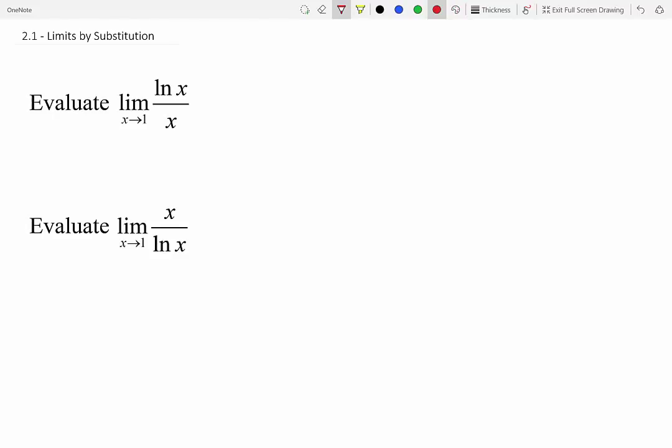In order to evaluate each of these limits, we're going to be using the substitution method. Substitution is one of the easiest ways to calculate a limit because all you really need to do is plug in these x values that you're approaching into the x's of the function. So in each of these cases, all you really need to do is plug in 1 wherever you see an x, which for this first example would lead to the natural log of 1 divided by 1. And in the second example, it would lead to a 1 divided by natural log of 1.